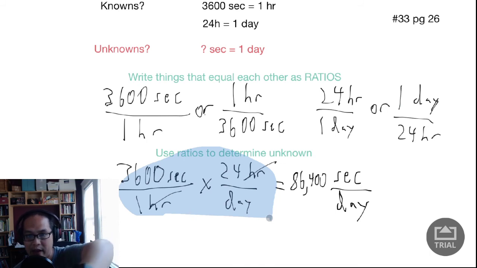Notice I have hours on the top and hours on the bottom. So again, I can cancel those out. And then my remaining units are seconds per day. And then I get 86,400 seconds per day.